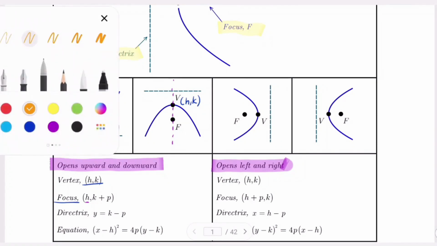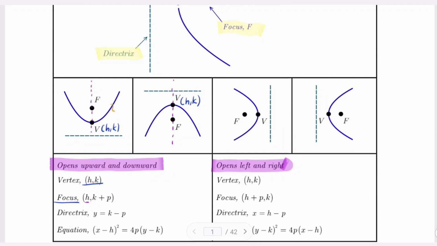The distance between the focus and vertex is P. It is similar to the distance between vertex and directrix. So the coordinate for focus will be H, K plus P. And for the directrix, it's going to be Y equals K minus P. The equation for these 2 types of parabolas will be x minus H squared equals 4P times y minus K.